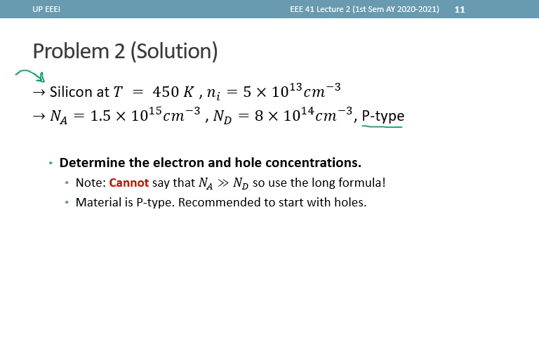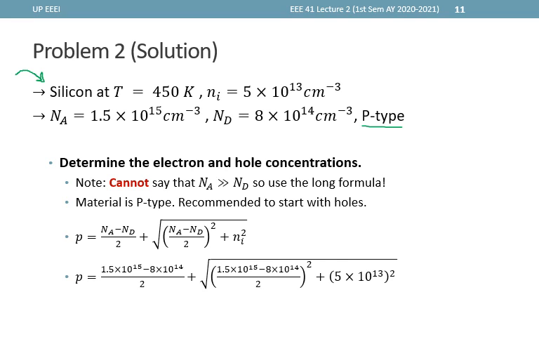And so the material is p-type, so we can actually start with holes. So we'll start with the formula for P: (Na minus Nd) over 2, plus the square root of ((Na minus Nd) over 2) squared plus Ni squared, where we already know the values for Na, Nd, and Ni, but take note that we'll not use 10 raised to the 10 for this case, but rather use 5 times 10 to the 13. So we substitute the values for Na, 1.5 times 10 to the 15.